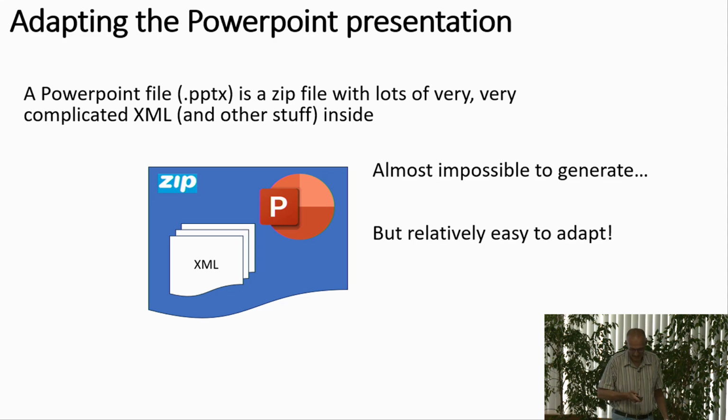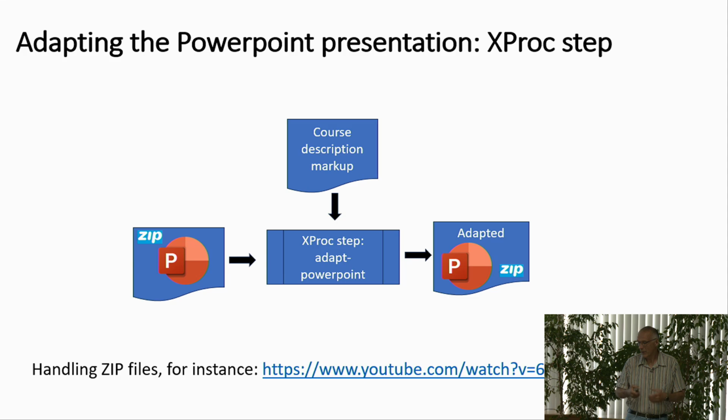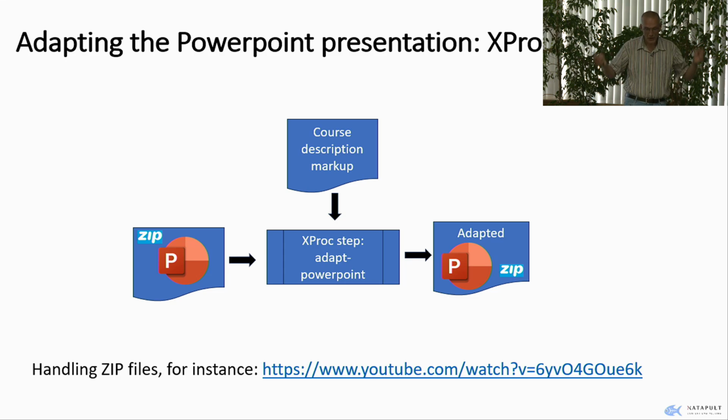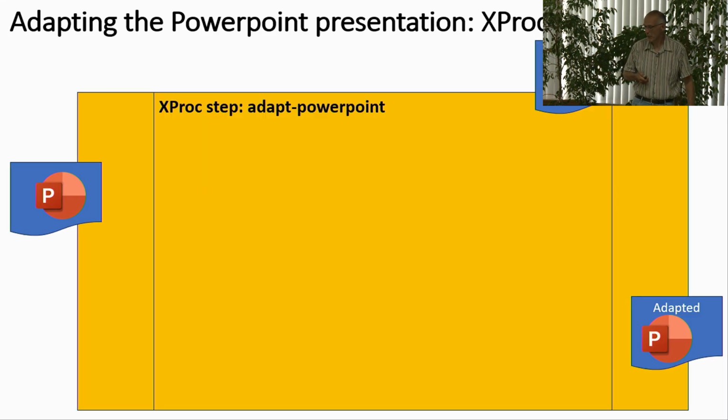So that's good. So I created a step which on the very outside looks like this. You put a zip file in, you put the course description in, and you process it so it dereferences all the references. Zip files are easy to handle inside XProc. And this link points to a YouTube film of an XMLPrague presentation I gave a few years ago about how to handle zip files in XProc. Let's take one look down, one step down.